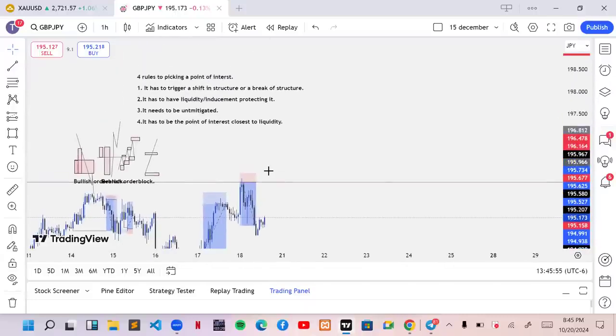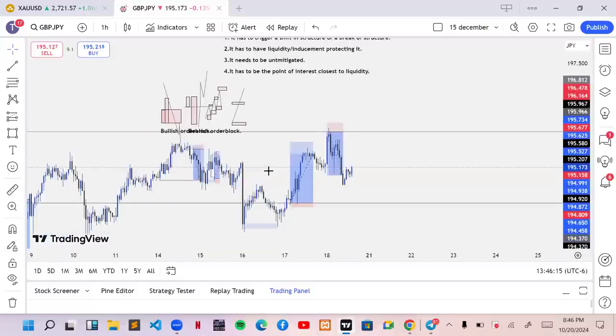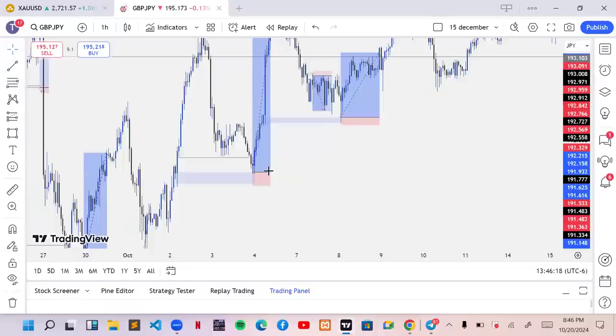That's why you have a shift in market structure. That's why you have liquidity protecting it. It needs to be unmitigated. It now has to be the point of interest closest to liquidity. Meaning that you can only use the order block if your breaker block was mitigated. If your breaker block is unmitigated, you have to pick your entry from the breaker block because it will be the closest one to liquidity. So that's just it.